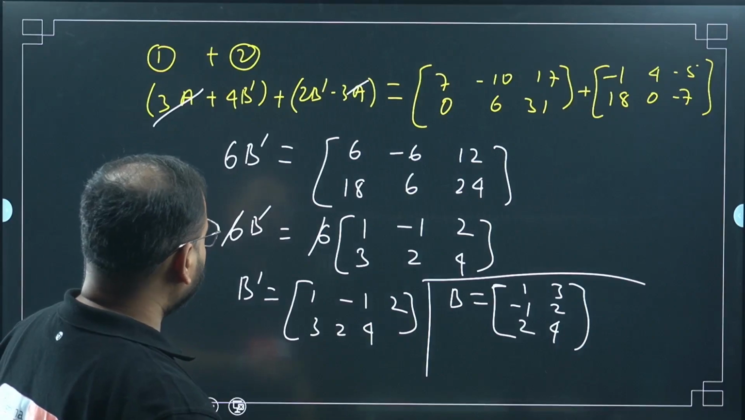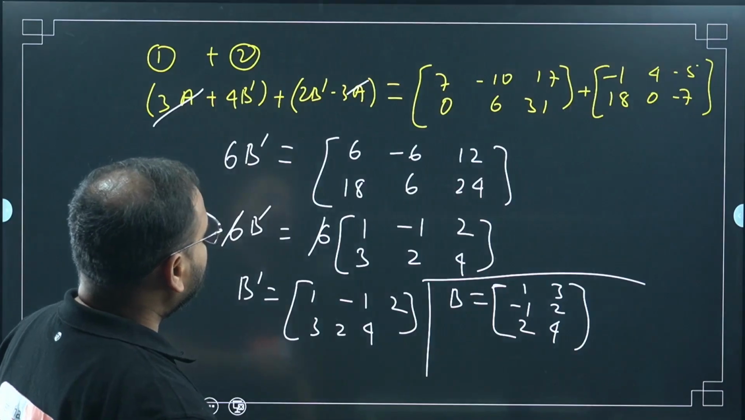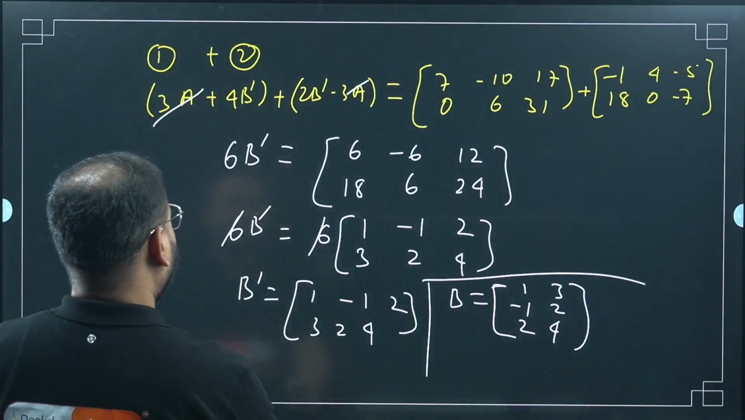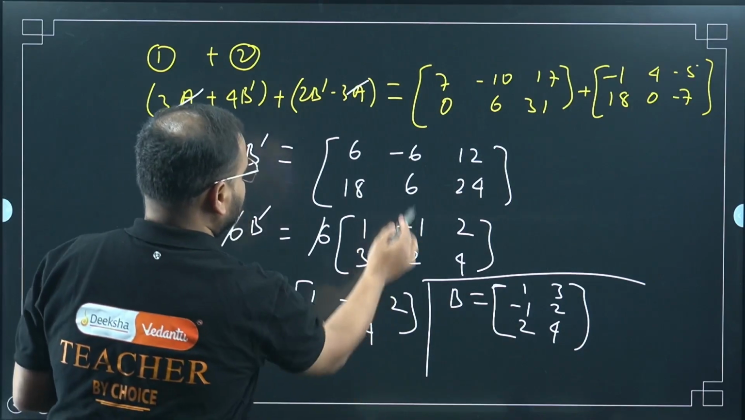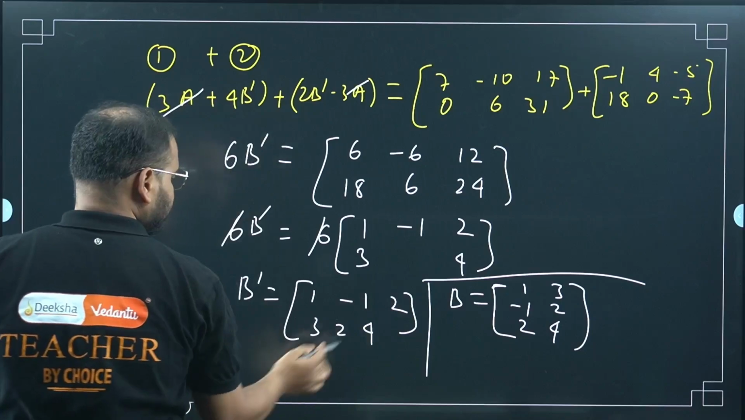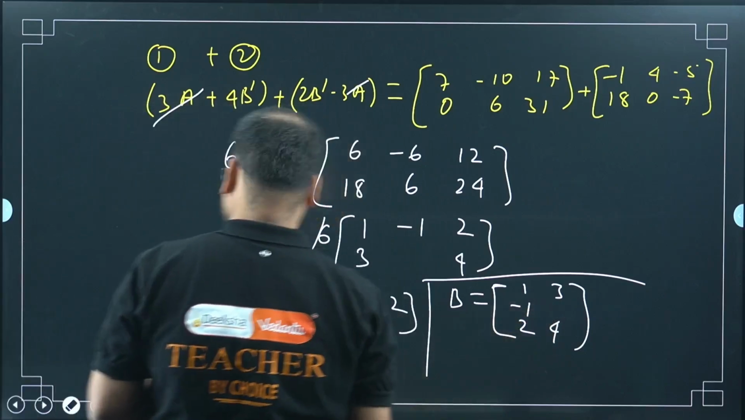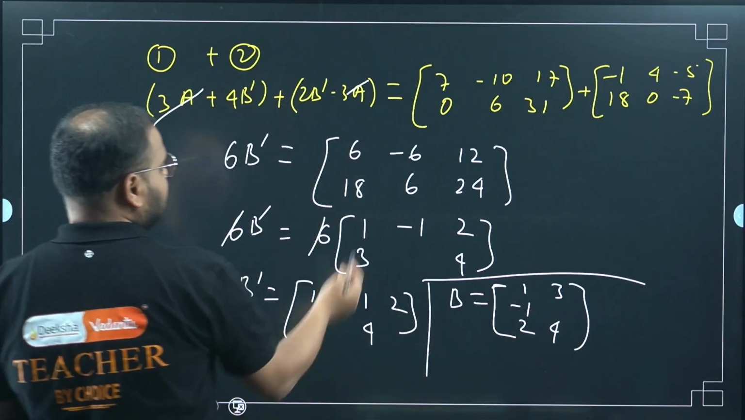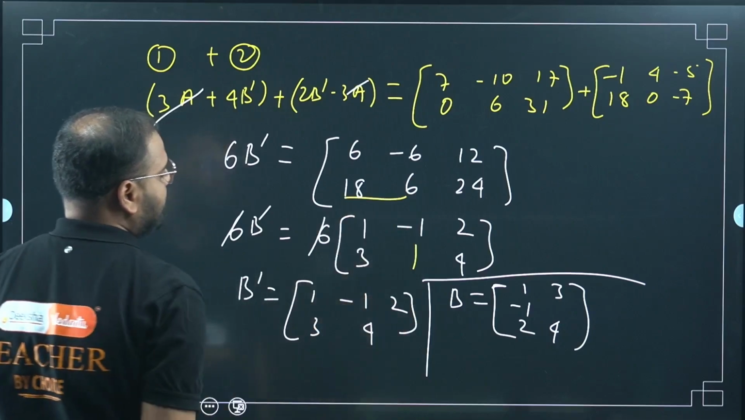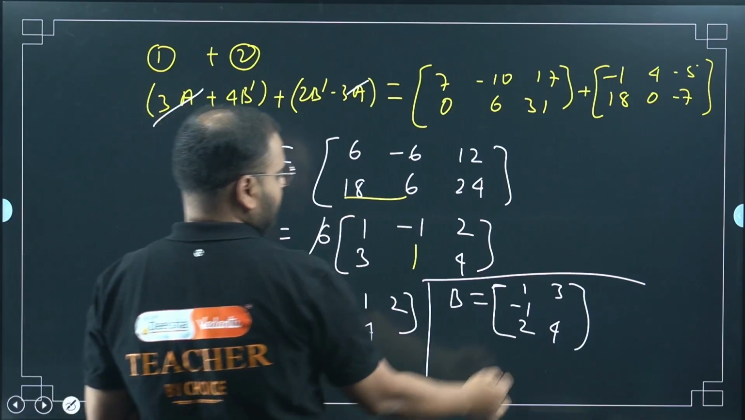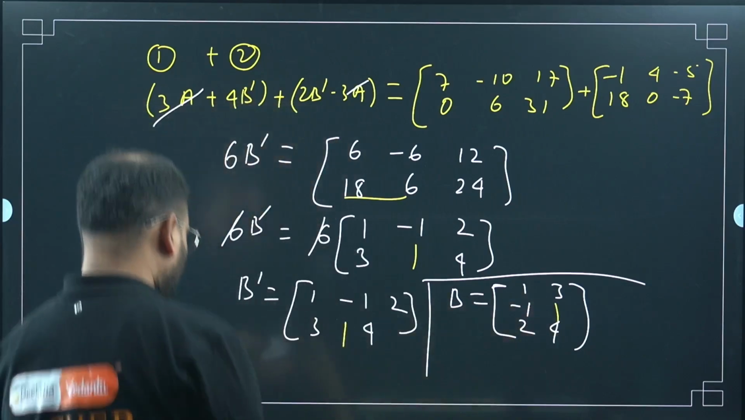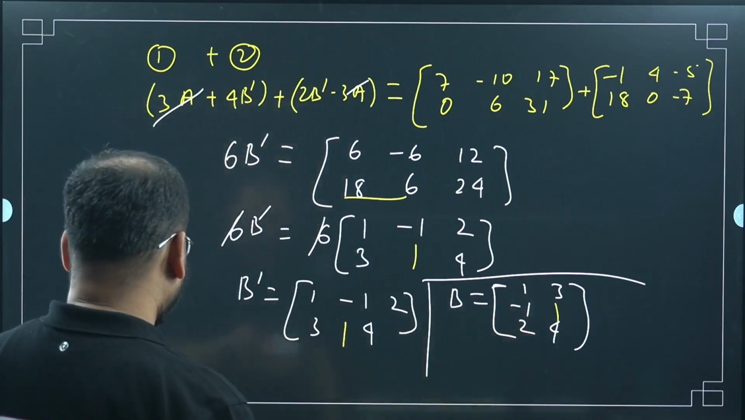Did I make some mistake somewhere? 3, 1, right? Yes, sir. I made a mistake here. If I take 6 common over here, it will be 1, right? There is a mistake. If I take 6 common, it will become 1. So, 1 here, and here also 1. So, please check now. 1 minus 1, 2, 3, 1, 4.